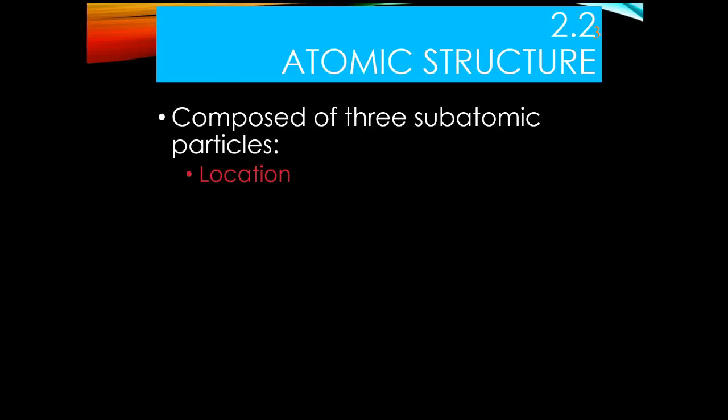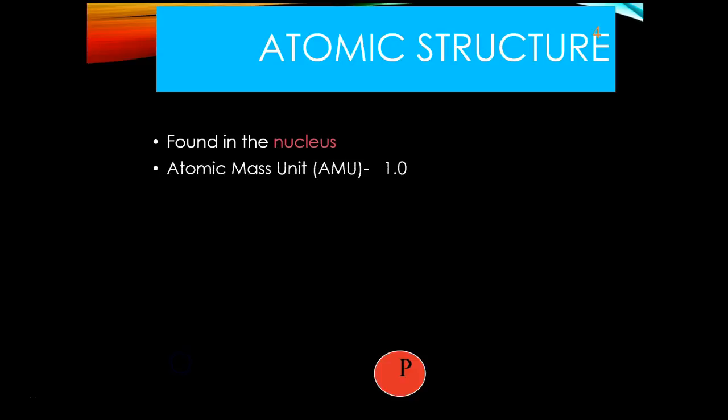So for the protons, neutrons, and electrons, we want to examine their location. We also want to look at their mass. Okay, what is the mass? And then we want to look at the electrical charge of each one of those. So let's begin with the proton. The proton we know is found where? We know it's found in the nucleus. The atomic mass unit is 1.0. And then what do you think the charge is for a proton? That is correct. The proton's charge is a positive 1.